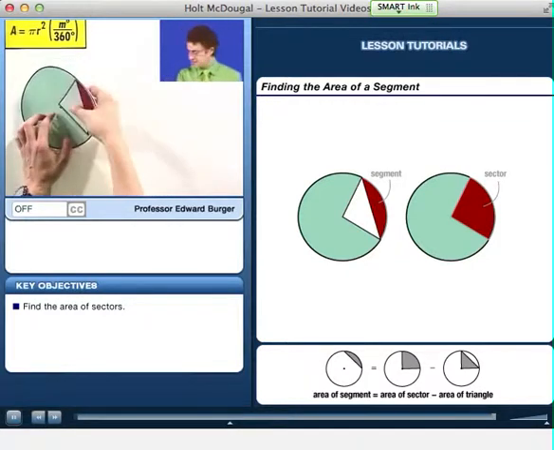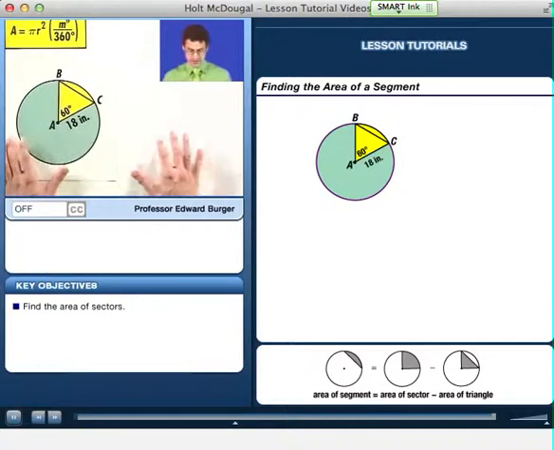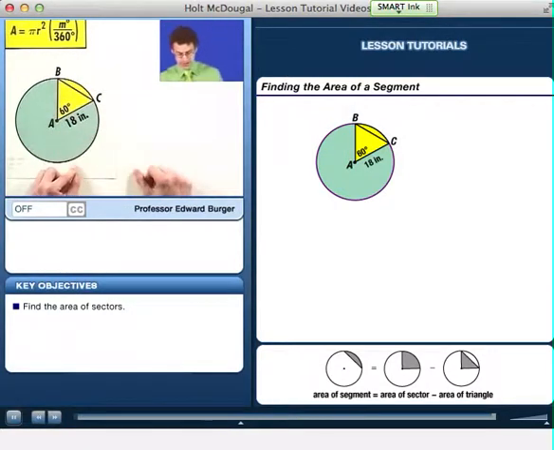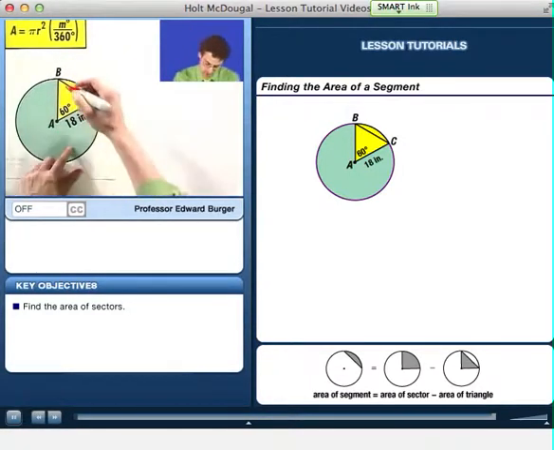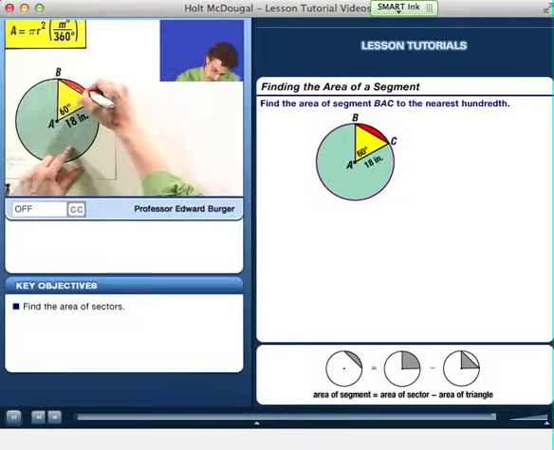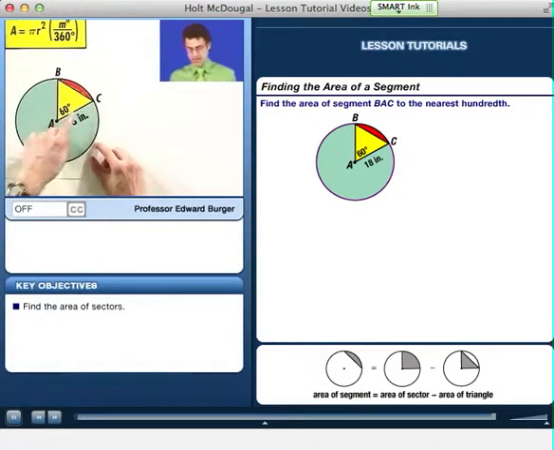Let's try an example and see all this in action. Here I'm given a circle. I'm told the measure of the central angle is 60 degrees. The radius is 18, and my mission is to find the area of the red segment. The way I'm going to do that is first find the area of the sector and then subtract off the area of the yellow triangle.